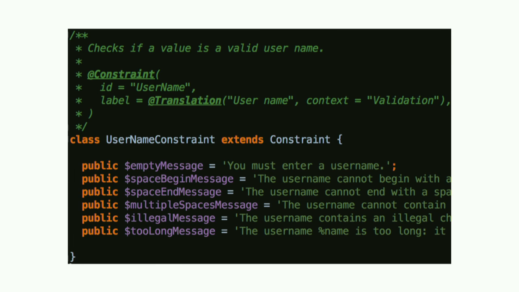So as you can see, it's pretty empty. There's just a couple of messages there. Those are being used by the validator. And you'll see that the type key is missing.